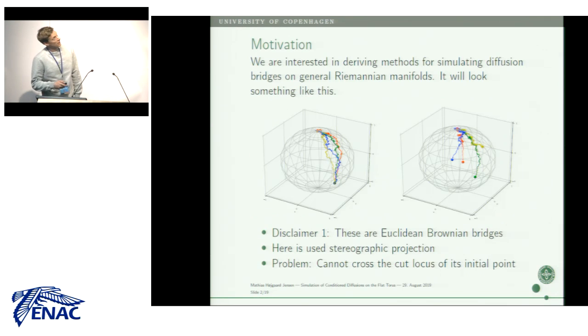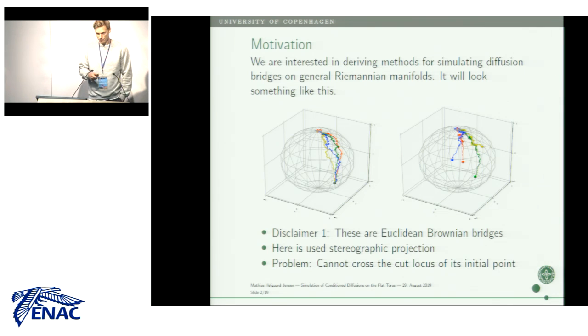I just want to start by giving some motivation for this. So what we really want is to derive methods to simulate bridge processes on general Riemannian manifolds. And this picture should illustrate how that would look on the sphere. This is kind of cheating because these are just standard Brownian bridges in two-dimensional Euclidean space where we've used stereographic projection. So the problem here is that the processes cannot cross the cut locus.